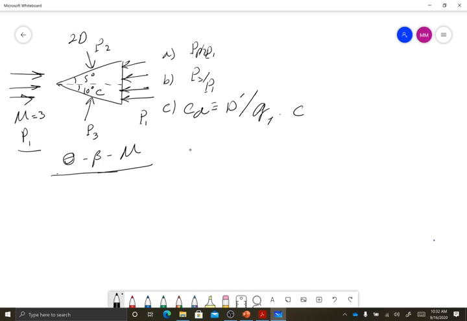So if you do so, we have Mach 3, and theta on the top, let's call it theta 2, is 5 degrees, right? If you use the theta beta M relationship, your beta will end up being 23 degrees.